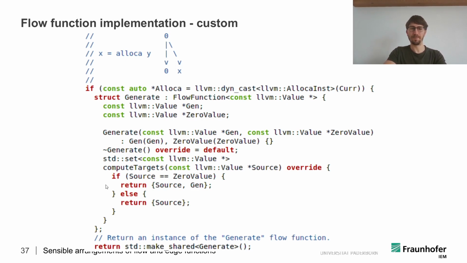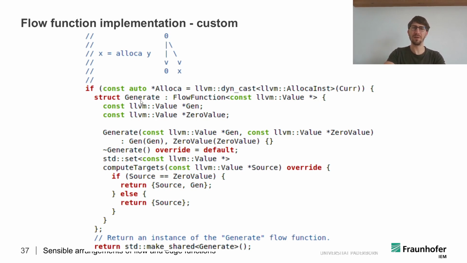And then what you see here is a local struct definition, and this is a struct that inherits from the flow function type with this template parameter here. So this essentially just describes the type of the flow fact, and as our analysis domain parameter d_t, which denotes the flow fact, is const LLVM value pointer. Also, we have to inherit here from flow function with this template parameter here.